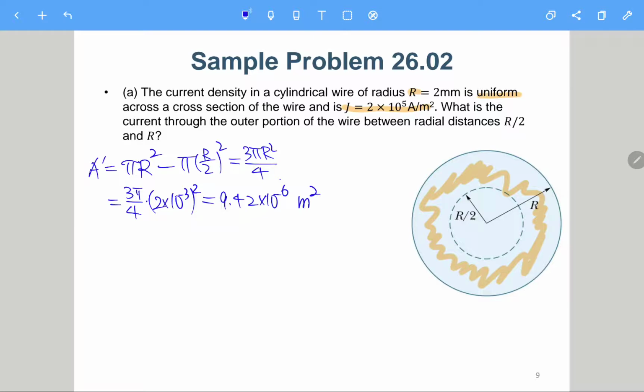Okay, so we have a uniform current density, so the current going through this part will be simply J times A prime. So it is 2 times 10 to the 5th power times 9.42 times 10 to the minus 6 power, which is 1.9 ampere.